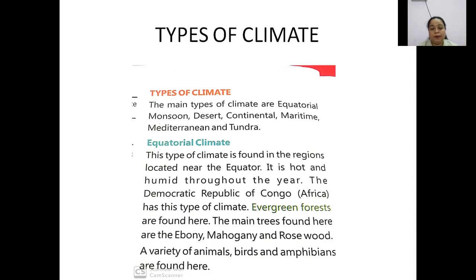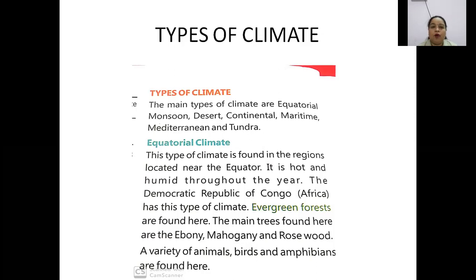I repeat once again, there are various types of climate: equatorial, monsoon, desert, continental, maritime, Mediterranean, and tundra type of climate. So first we will take one by one each of the climates and study them in detail, where they have been found and what their important terms are.